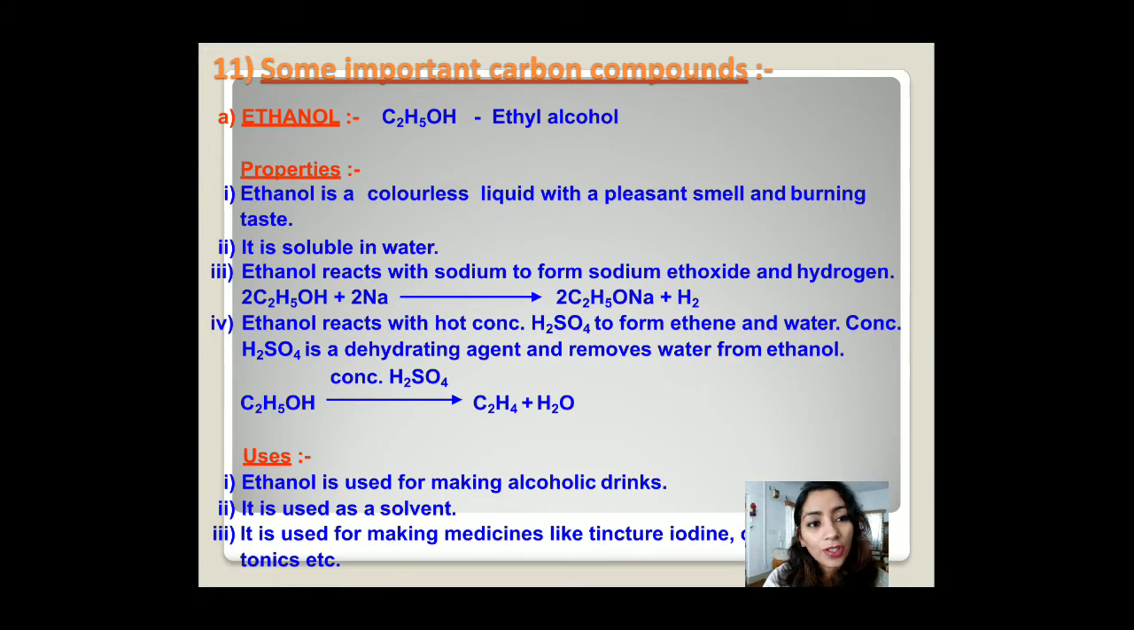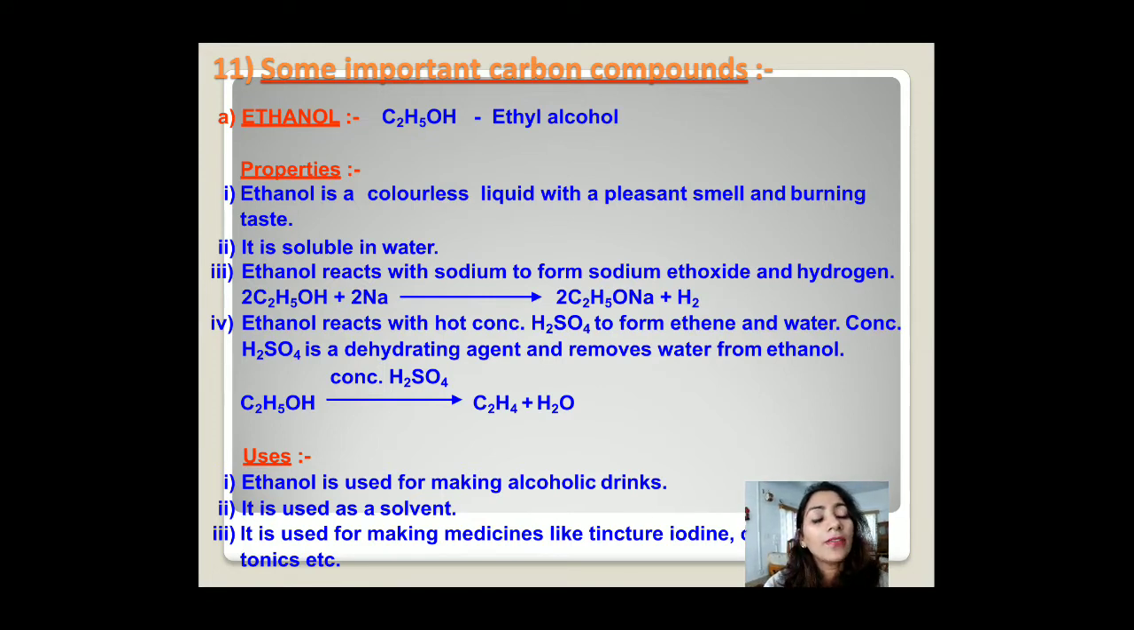What is the structure of ethanol? C2H5OH. Ethanol is derived from ethane. Ethane is C2H6. When we replace one hydrogen atom of ethane, we get ethanol. When ethanol reacts with sodium, it will give C2H5ONa, whose chemical name is sodium ethoxide, and hydrogen.